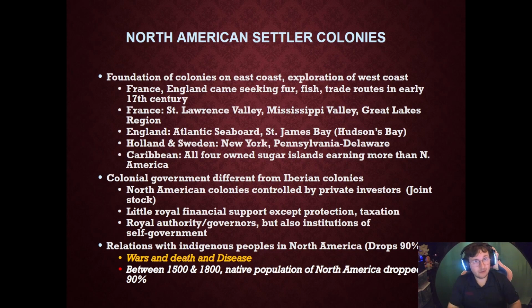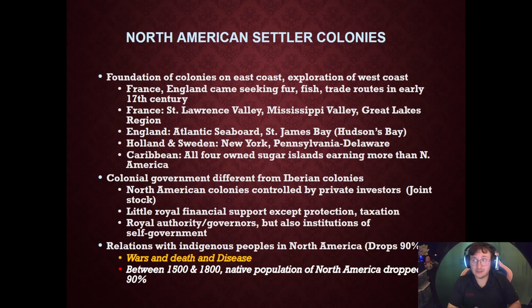Let's talk about North America for a moment. So, on the east coast of North America, you're going to have the French and English. They're seeking furs, fish, trade routes. They're seeking to set up colonies to make sure that they can make money in the New World. France is going to set up in the St. Lawrence Valley, the Mississippi River Valley, the Great Lakes region. England's going to set up along the Atlantic seaboard, of course, with the 13 colonies, and St. James Bay, or the Hudson Bay.